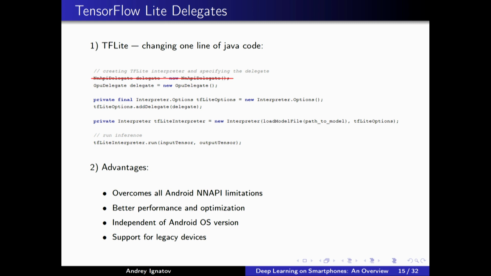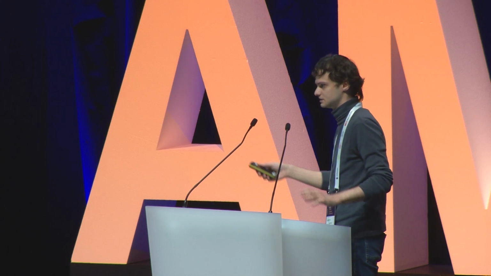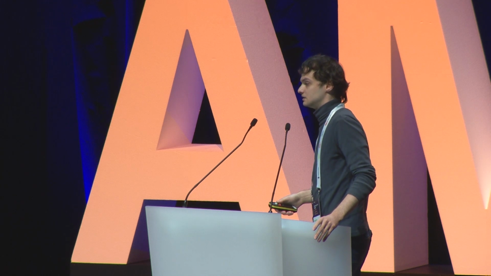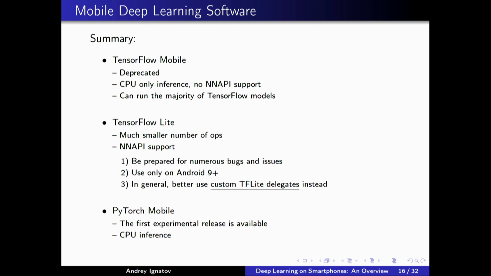Delegates can be independent from the Android version, so technically every SoC vendor can write a delegate for almost any Android version. Therefore you can add support for legacy devices and cover almost all mobile phones that can be used for accelerating AI inference. So, a quick summary. Almost all SoC vendors are already writing their delegates, or some of them have already presented something. So it's better to use delegates.